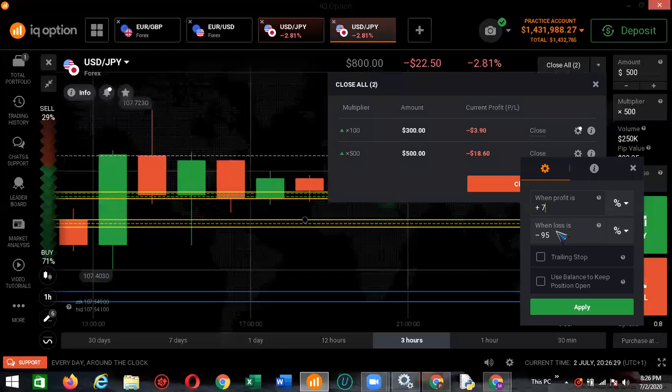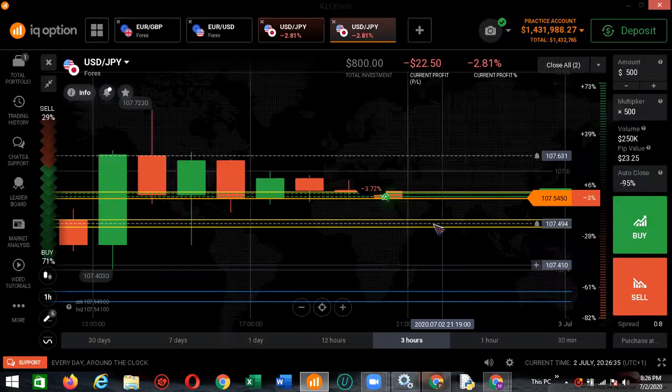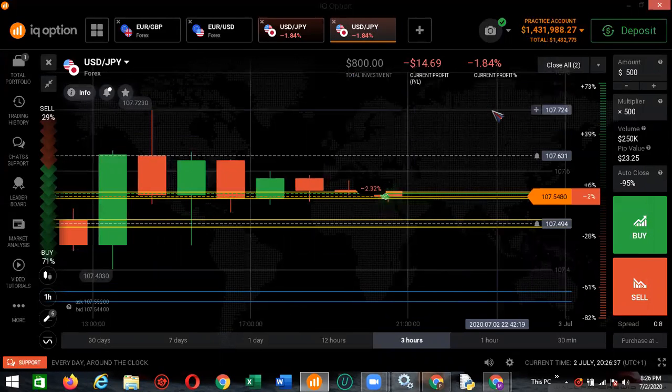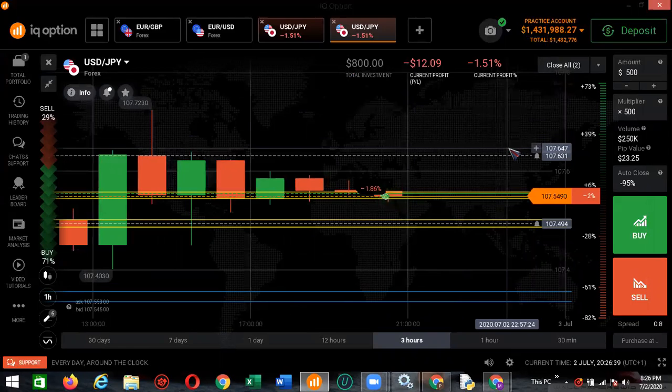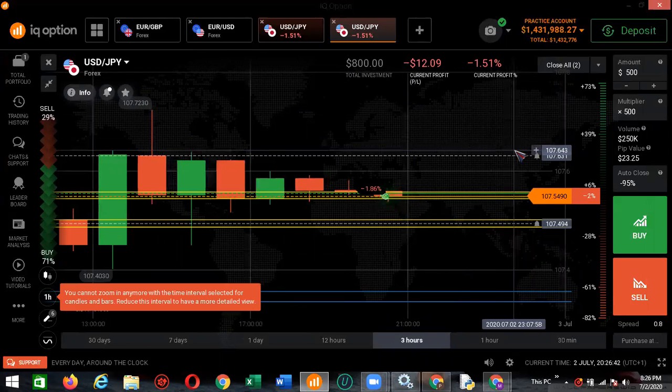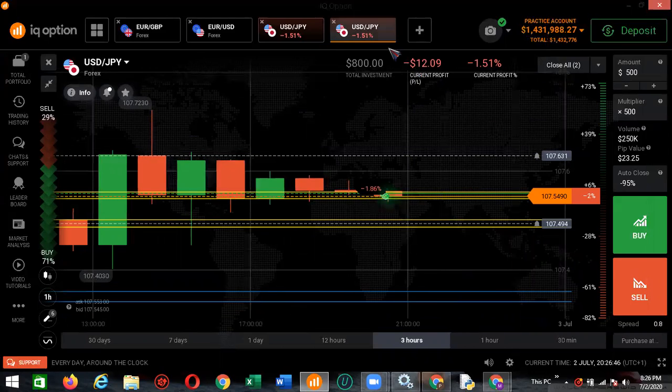This one is 7, and this one is 8. So once you take profit, I will let you guys know. But this one should start getting profits any time from now. Once it moves up a little bit, I'm very sure of that. So that's not the problem. So I place the trade.